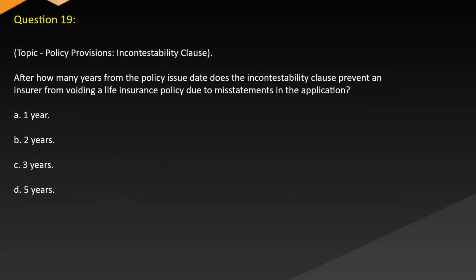Question 19. Topic: Policy provisions. Incontestability clause. After how many years from the policy issue date does the incontestability clause prevent an insurer from voiding a life insurance policy due to misstatements in the application? A. 1 year. B. 2 years. C. 3 years. D. 5 years.